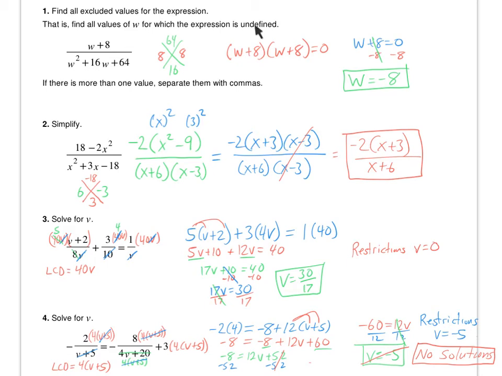In order to find values that are undefined, you just look at the denominator. You don't really care about the numerator. What you want to do is set the denominator equal to 0, because you're not allowed to divide by 0. Now when you set that equal to 0, it's best just to factor it.